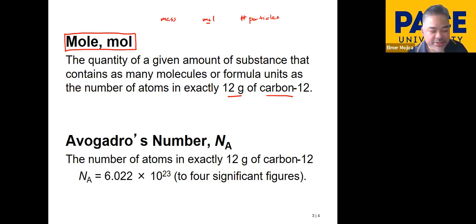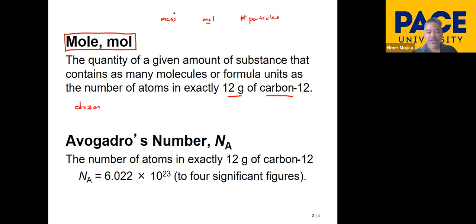So try to imagine mole like, let's say, a dozen. What comes to your mind if you are given the word dozen? Anyone? You can type in the chat. What comes in your mind when you're given, let's say, a dozen? Okay, it's always the number what? 12. Okay, so the same thing with the mole.